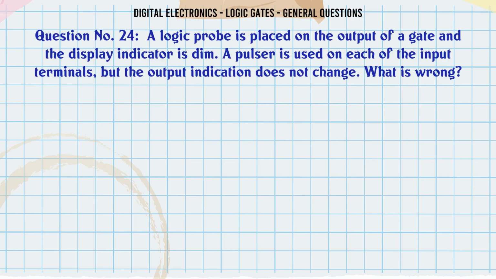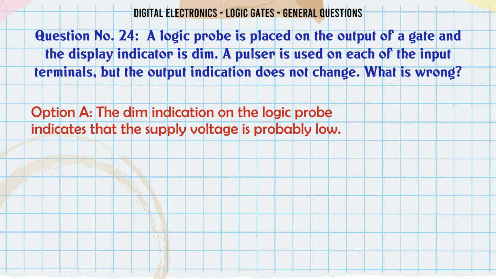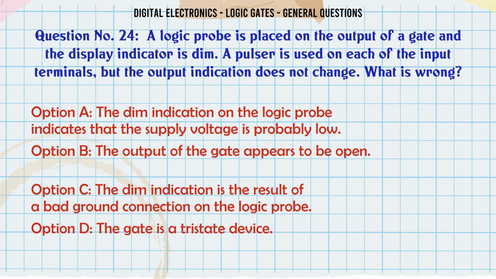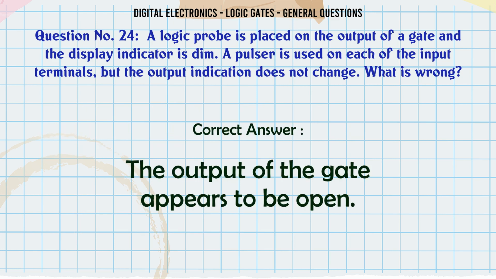A logic probe is placed on the output of a gate and the display indicator is dim. A pulsar is used on each of the input terminals, but the output indication does not change. What is wrong? A. The dim indication on the logic probe indicates that the supply voltage is probably low. B. The output of the gate appears to be open. C. The dim indication is the result of a bad ground connection on the logic probe. D. The gate is a tri-state device. The correct answer is the output of the gate appears to be open.